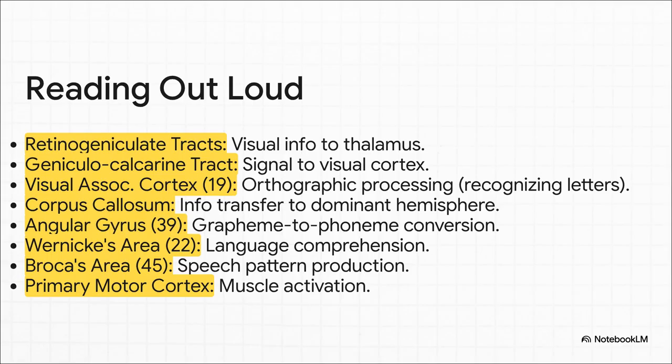Now for the magic. Step 5. The visual picture of the word gets passed to the angular gyrus, area 39, for the all-important grapheme to phoneme conversion. Step 6. It's then sent to Wernicke's area, area 22, so you can understand what the word means. Step 7. This info, which is now basically auditory, zips along the arcuate fasciculus to Broca's area, area 45, to create the speech pattern. And finally, step 8. That pattern goes to the primary motor cortex to tell your muscles how to say the word.